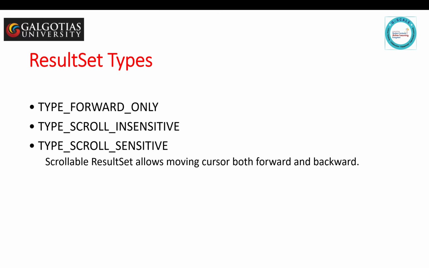There are different types of result sets. Type forward only allows you to move forward. Scrollable result sets like type scroll insensitive and type scroll sensitive let you move both forward and backward. The difference is whether changes in the database are reflected in the result set.